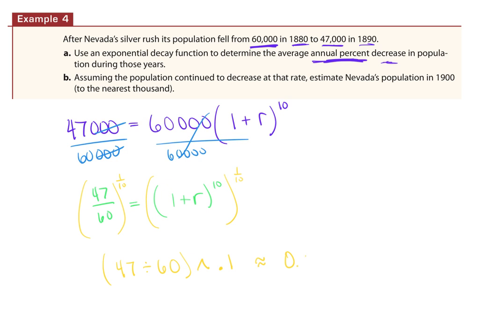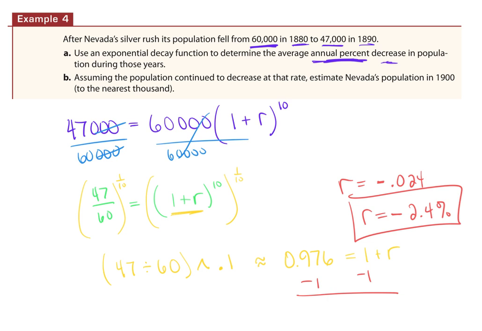Approximately 0.976. Okay, that equals 1 plus r. I still haven't solved for r. What do I need to do? Subtract 1. What do you get for r? Negative 0.024. If I put that into percentage, my percentage rate is negative 2.4%. Does that make sense? Yes.